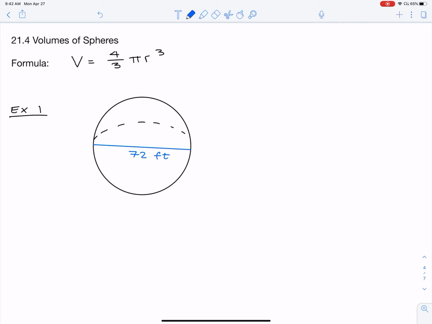Okay, so now we are going to look at volumes of spheres. And again, we are given a formula. The formula of a sphere, like a basketball or something like that, a ball, is 4/3 pi r cubed, where r is the radius. So let's look and see how it applies.